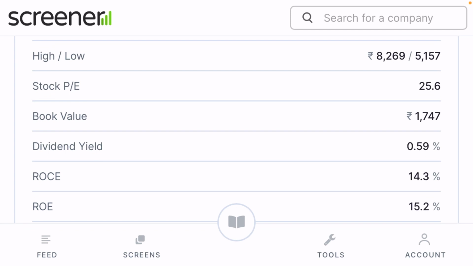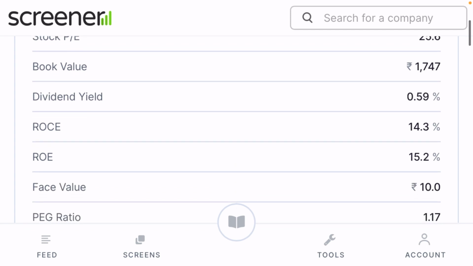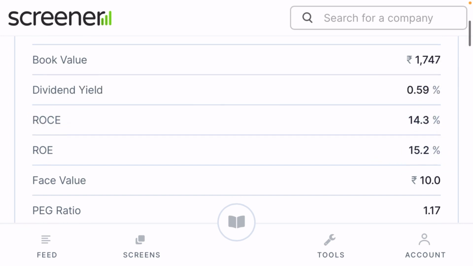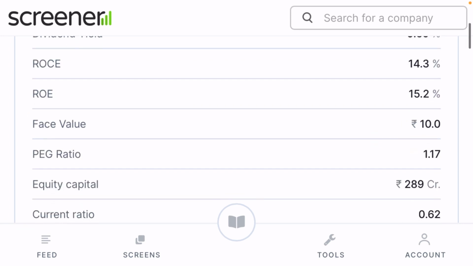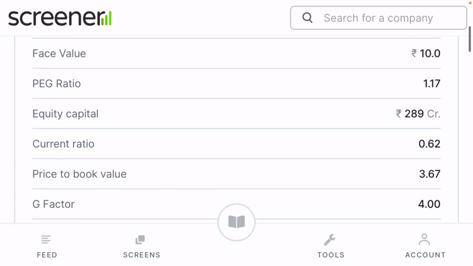The book value is 1747 and dividend yield is 0.59. Return on capital employed is 14, return on equity is 15. You can see face value is 10. The company still has a face value of 10 and a PEG ratio of 1.17. The PEG ratio is very genuine, so maybe the company's price may move forward in the upcoming days.